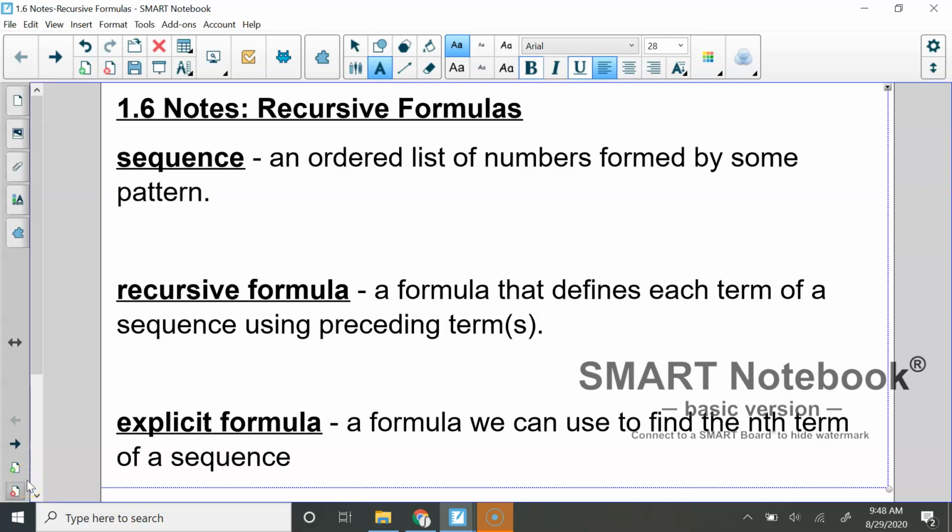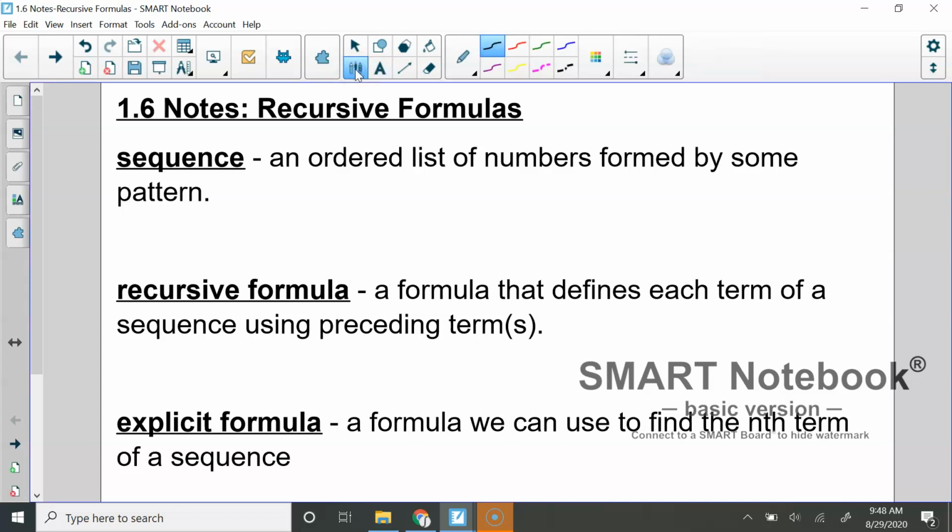Alright, we are going to look at recursive formulas here. Recursive formulas help us find a sequence, and a sequence is just an ordered list of numbers formed by some pattern. So you've been looking at sequences ever since you were in early elementary school. For example, 2, 4, 6, 8, and so on. That is a sequence. So you've been looking at sequences for a long time.